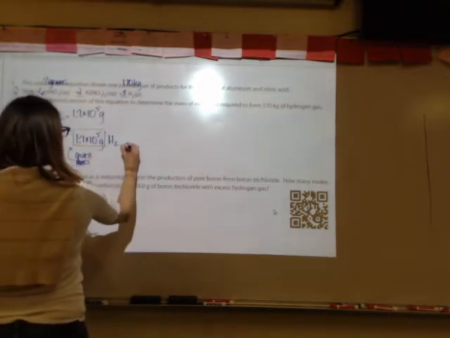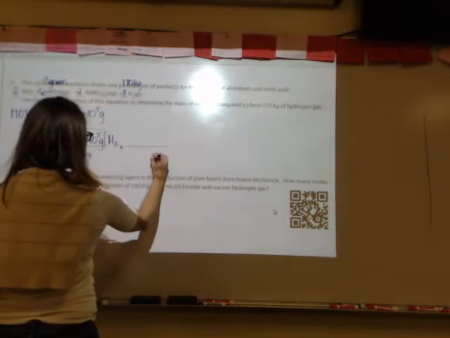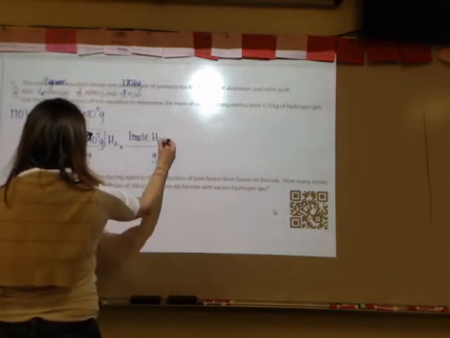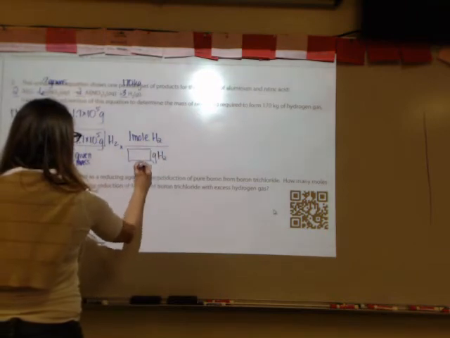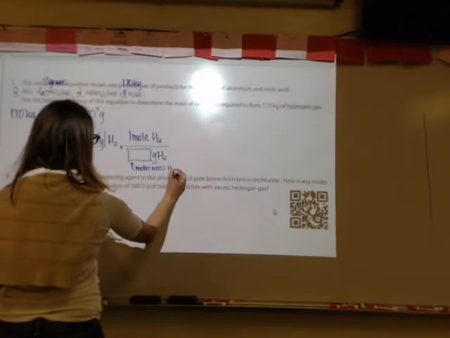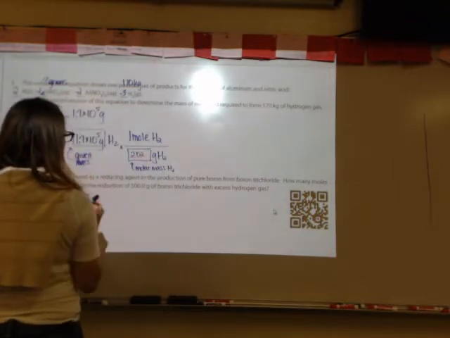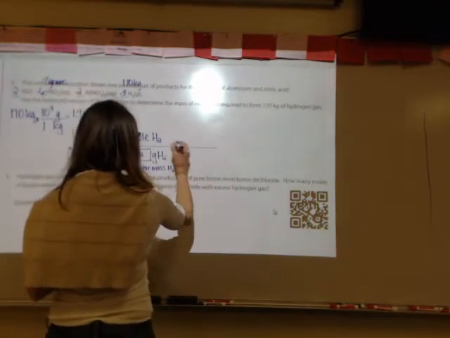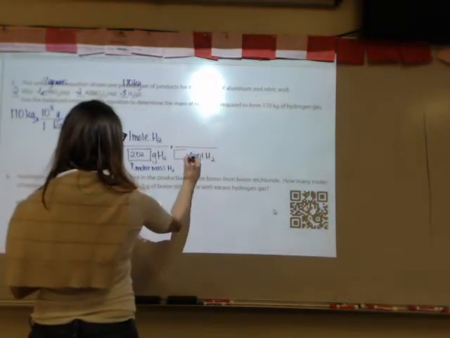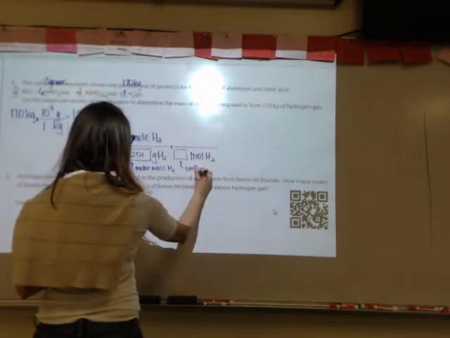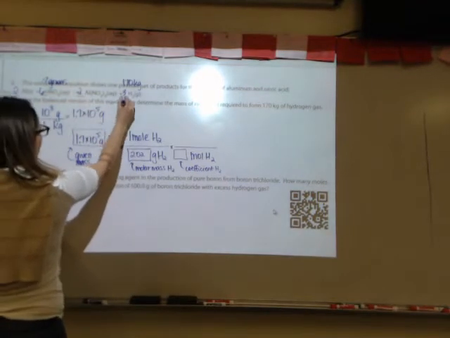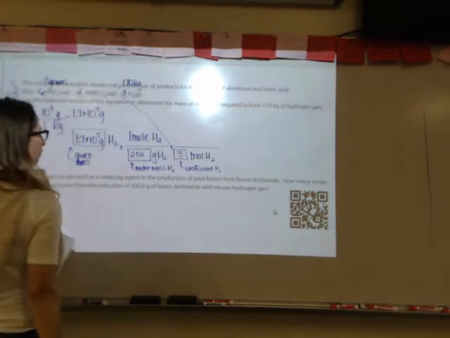Now, on the diagonal, you're going to put grams of H2, and on top you put 1 mole of H2. And the number that goes here, this is the molar mass of H2 from the periodic table, which is 2.02. Then, moles of H2 has to follow you onto this diagonal here, and the number that goes here is the coefficient of H2, which is 3. So a 3 goes here.